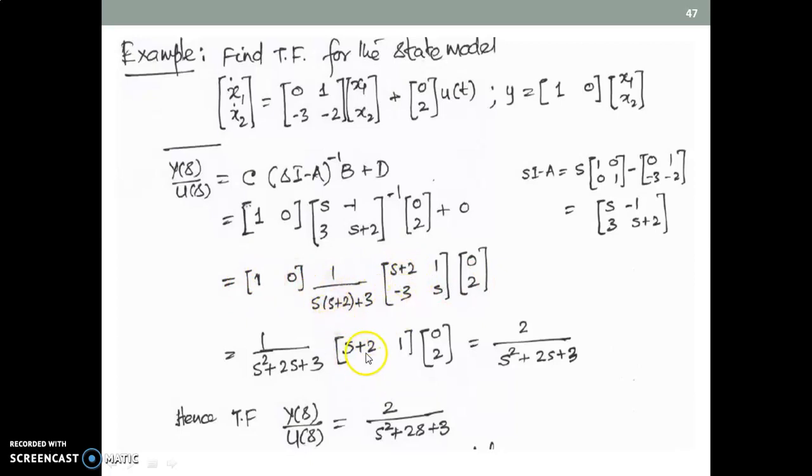So you will get s plus 2, and this one 1 into 1 plus 0, right? Again here what you will get, s plus 2 into 0, 0 plus 2. So you will get numerator only 2, 2 by s square plus 2s plus 3. So this is the required transfer function for the given state model.